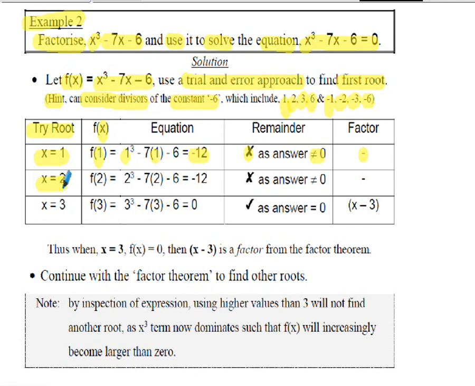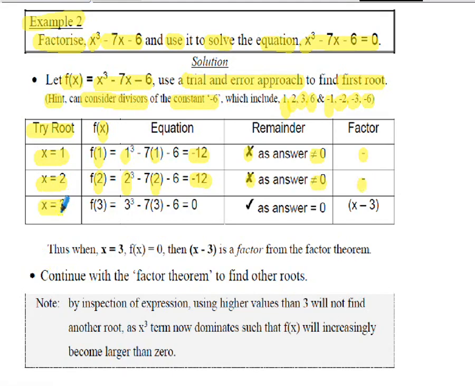Let's try x equal to 2. So function of x equal to 2 here, so put the value of 2 for x, that becomes 2 cubed, minus 7 multiplied by 2, minus 6. That produces a value again of negative 12. So again, that's not a solution, so there's no factor.